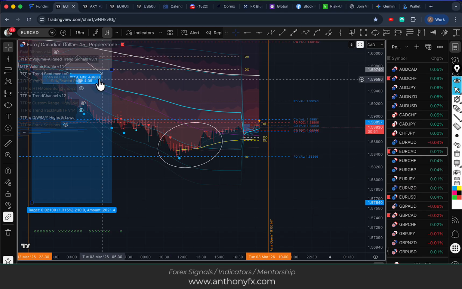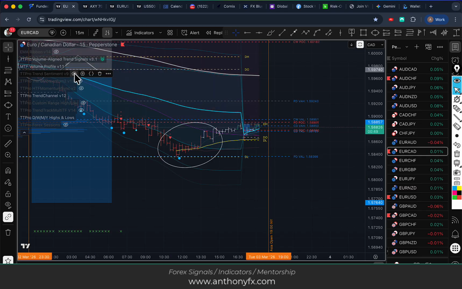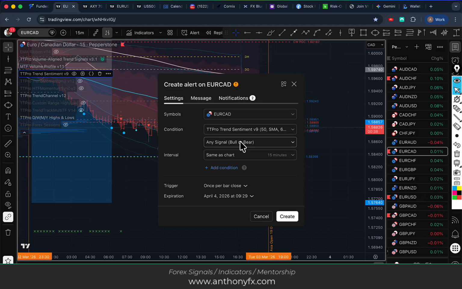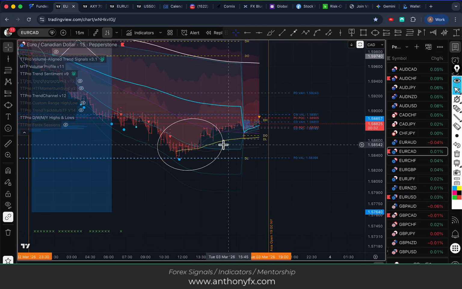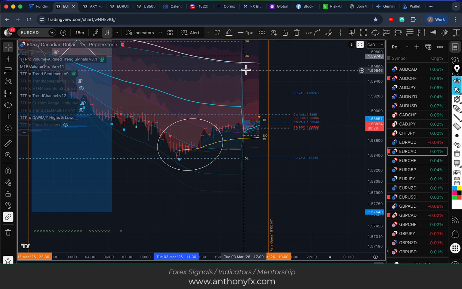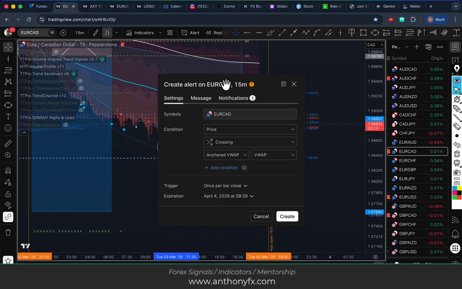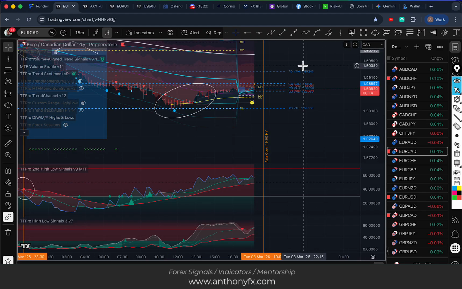Lovely. I want trend sentiment 9. Have a look at the orange alert right there. Trend sentiment 9, I want that. All right. Okay, it's going to be only bearish. And I want this VWAP, break of this VWAP as well. This is this anchored VWAP. All right, so I'm not going to miss this trade. So add the alert, just crossing down once per bar close and open up.